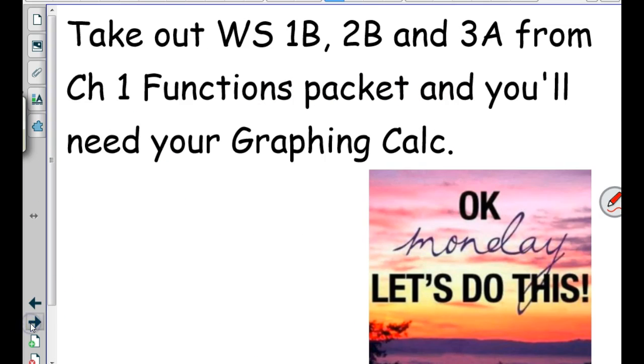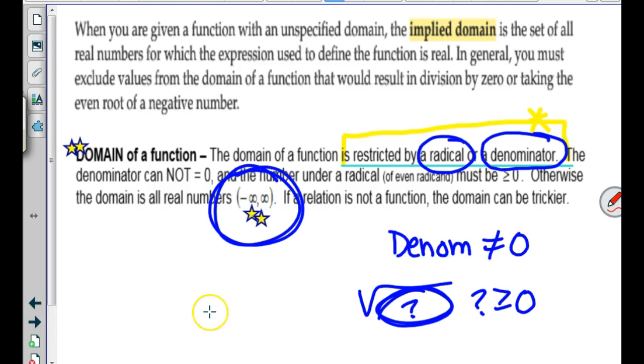All right, more today. We're going to talk about domain and range some more. This is 1B towards the bottom. I hope you remember this.